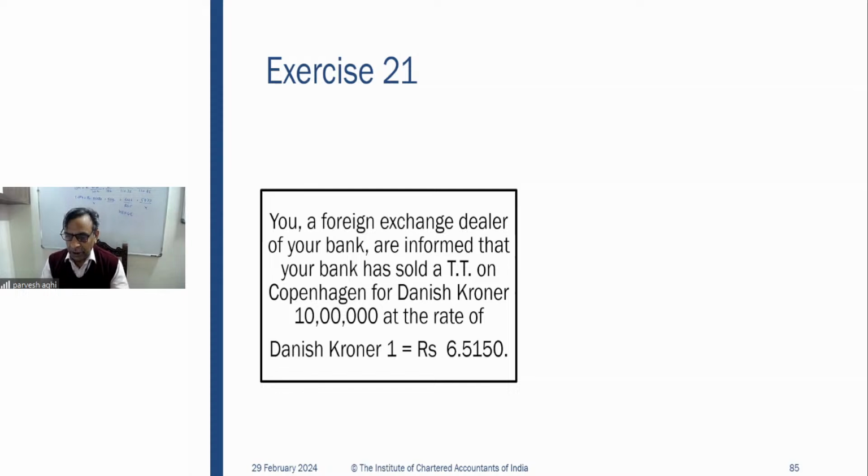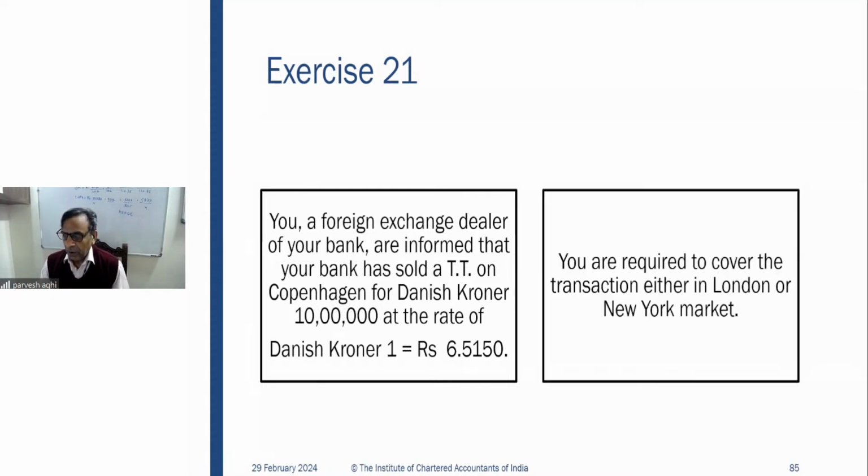So he has sold a TT to someone at this rate. You are required to cover the transaction either in London or New York market. So basically, as a banker, you are selling a TT to your customer. He came to you and you sold the TT at 6.5150 per Danish kroner. Now, since you have sold it, you would like to cover this transaction because you don't want to take the exposure on your shoulders. The bank would immediately cover this transaction. So he has to cover either in the London or the New York market.